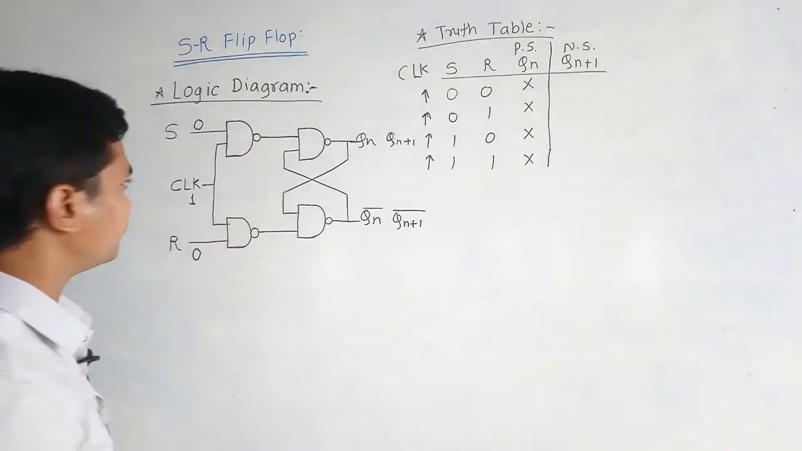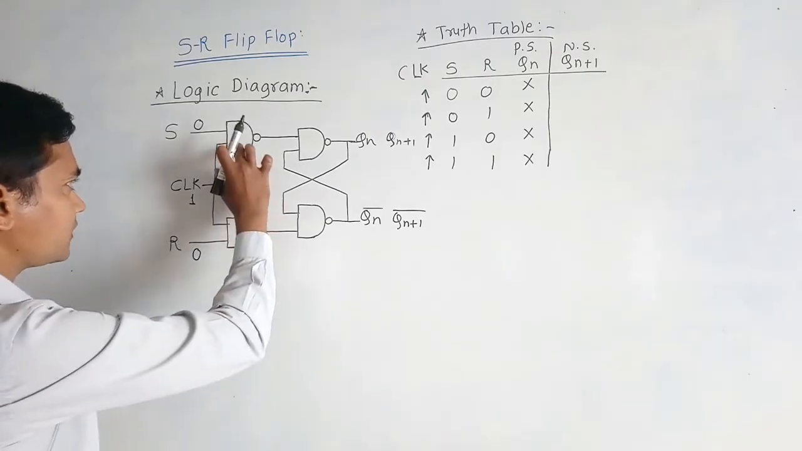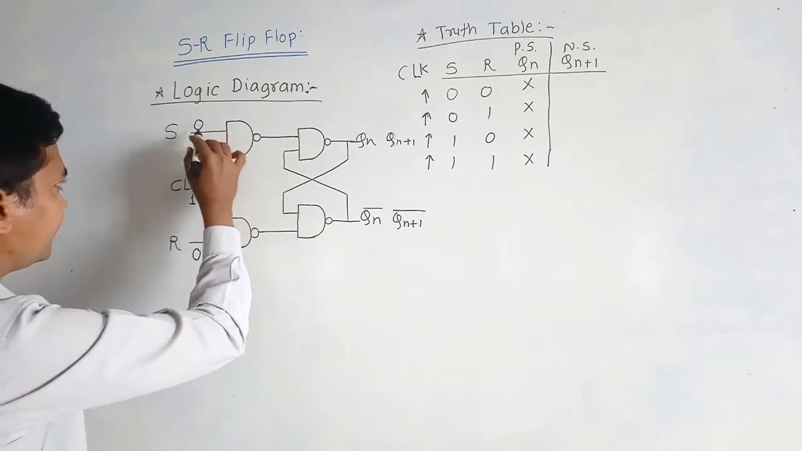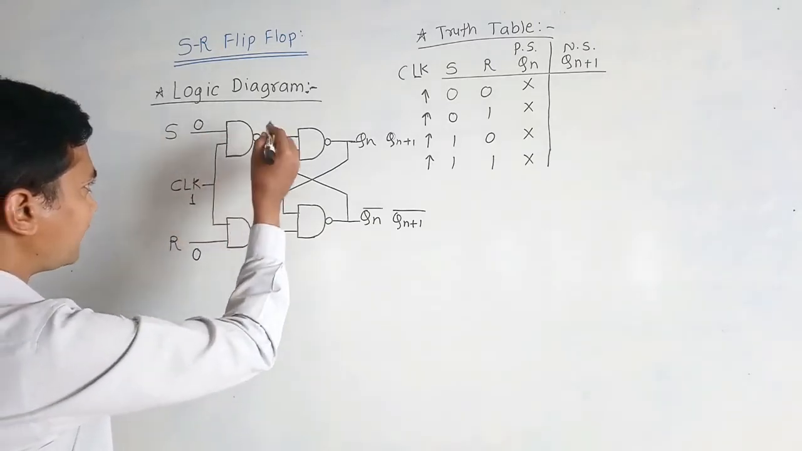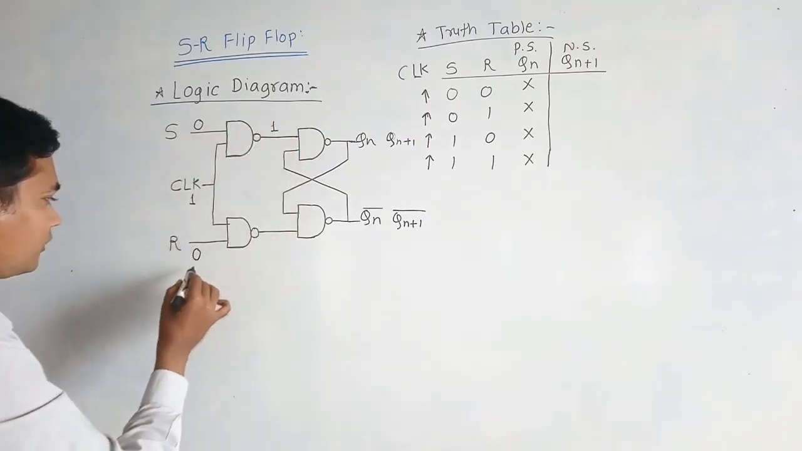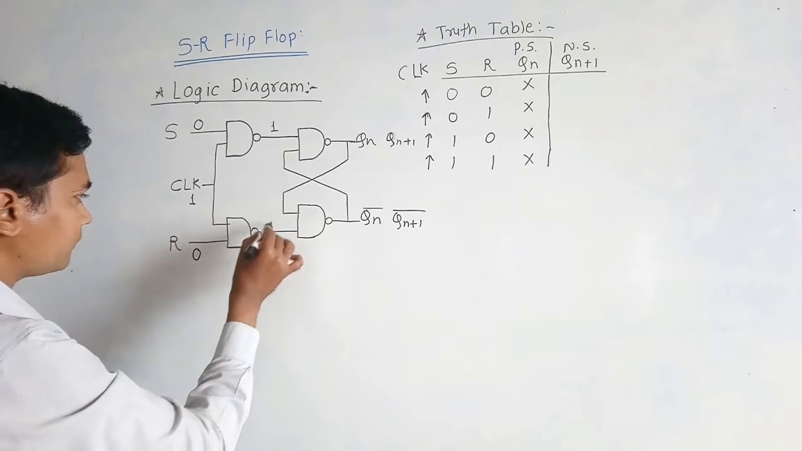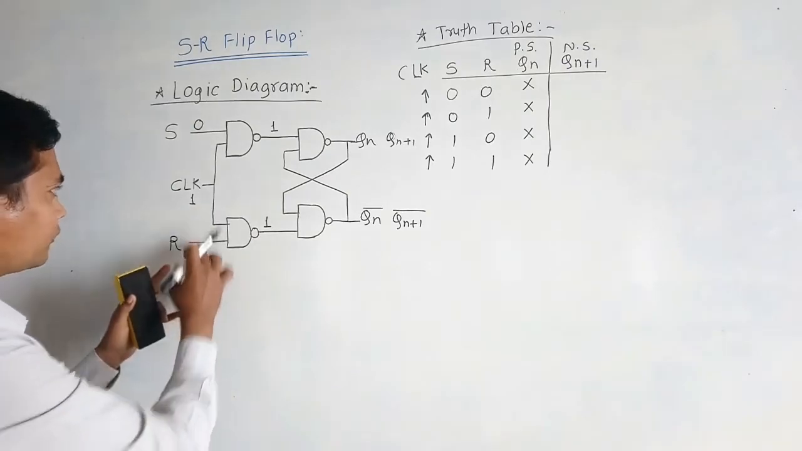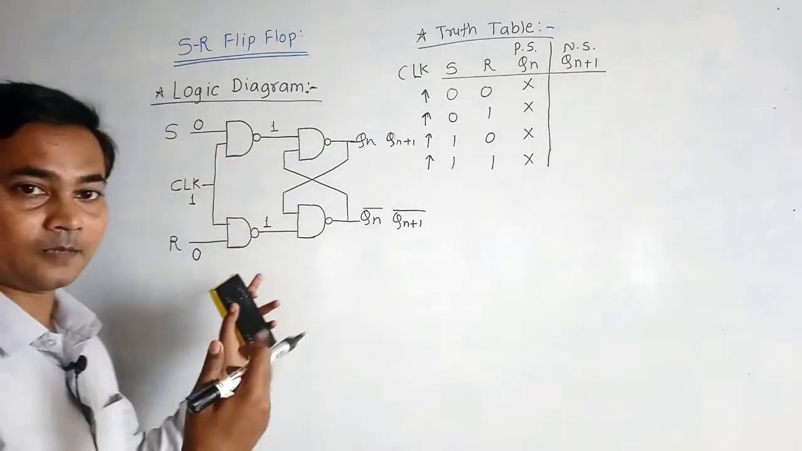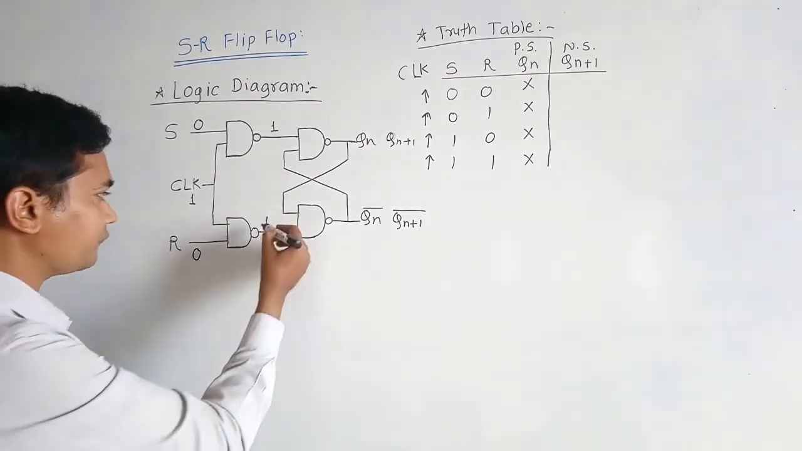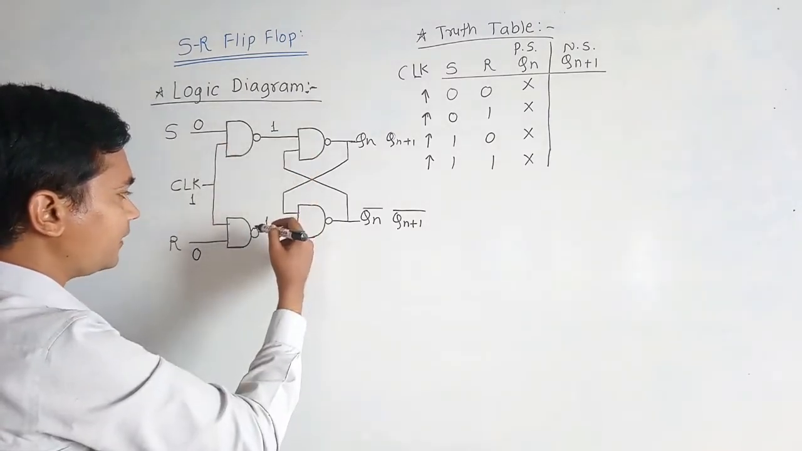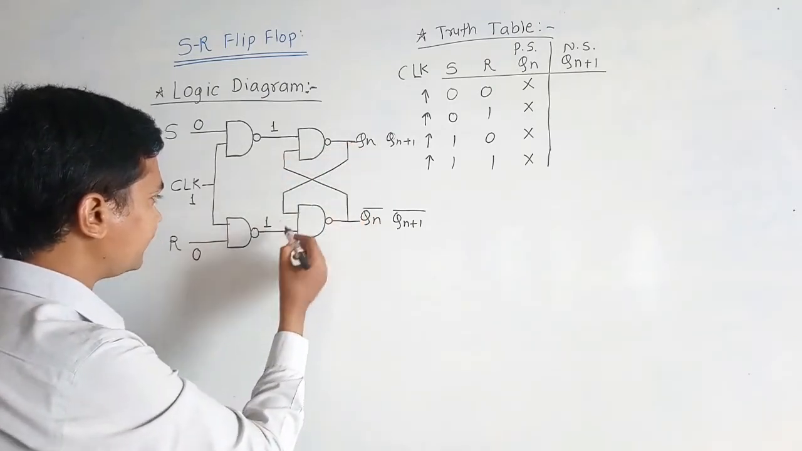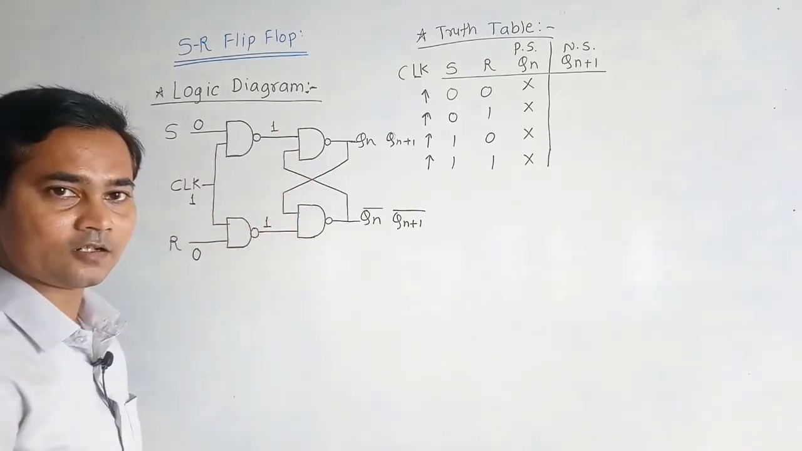Now what will be the output of this first NAND gate? If the clock is 1 and S is 0, then 0 NAND with any input becomes 1. Here also, 0 NAND with any input gives output 1. We know that for 0 0 input the NAND gate outputs become 1 1. These 1 1 signals are provided to the next pair of NAND gates.